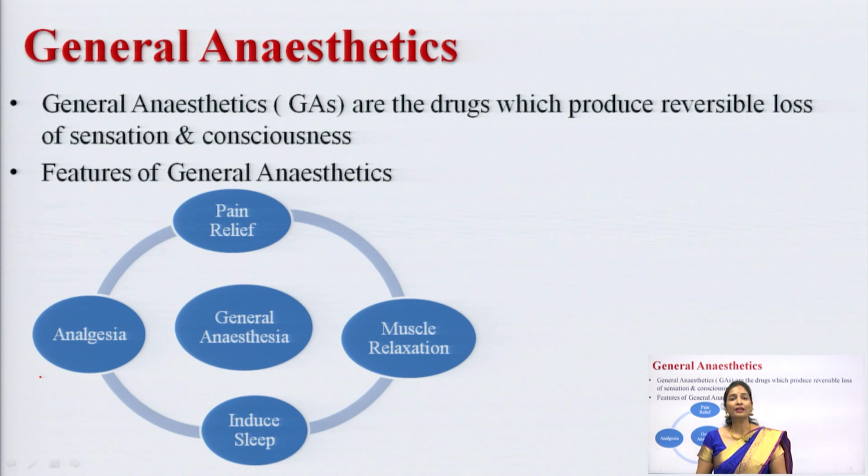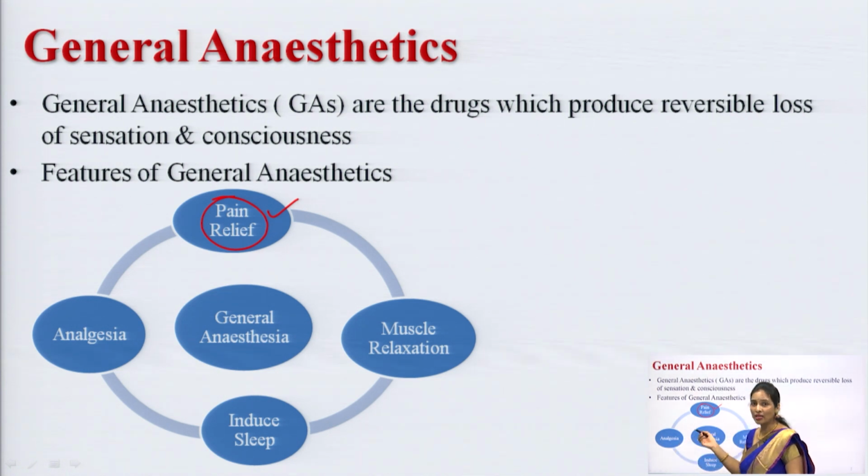So, what are the major features of these general anesthetic drugs? First one, it has to relieve the pain, right. What is the purpose of administering anesthesia? To reduce the pain, to relieve the pain. And second, it has to relax the muscle. It has to relax the skeletal muscle. Once you have administered the general anesthetic drug, after relieving the pain, it will relax the muscle also.